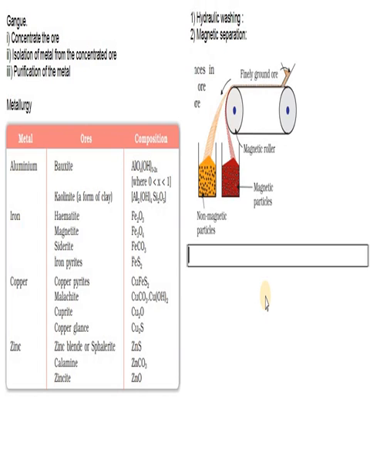Then the next method is the third, froth flotation method. In this particular method, it is generally used to remove gangue from sulfide ores. In this process, a suspension of powdered ore is made with water. To it, collectors and froth stabilizers are added.